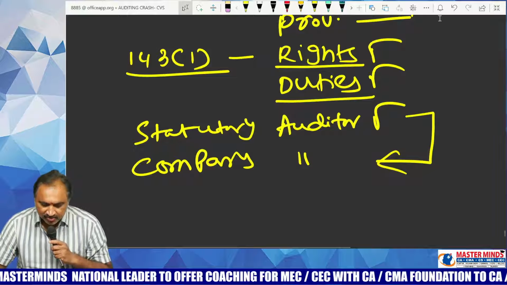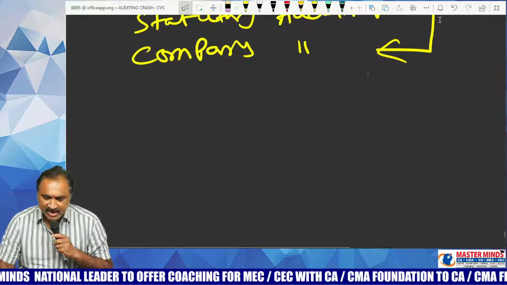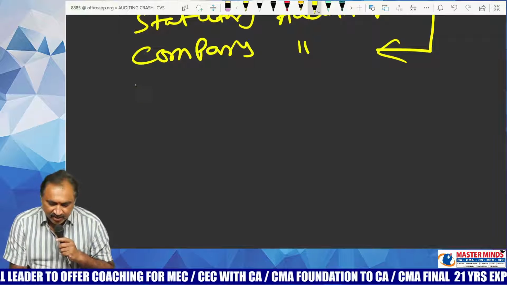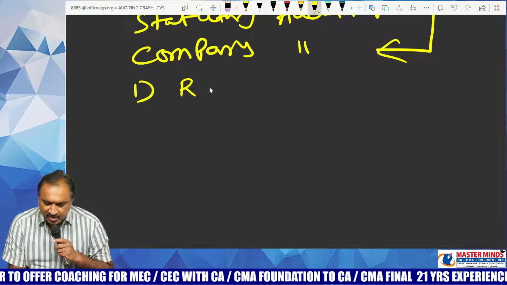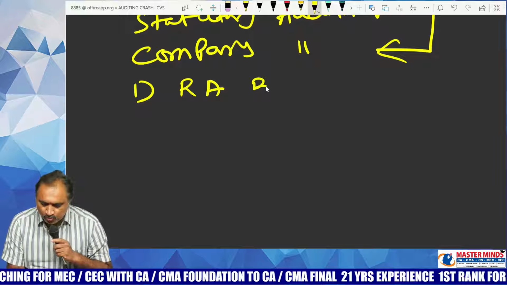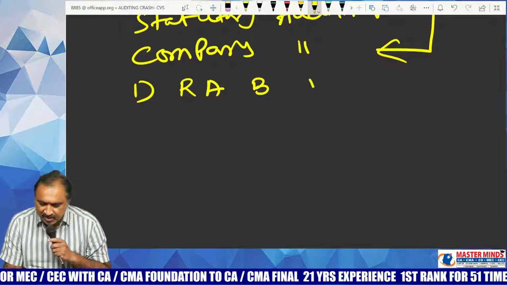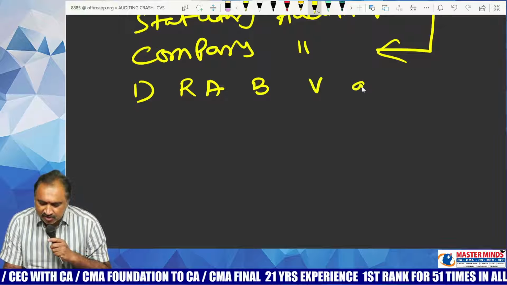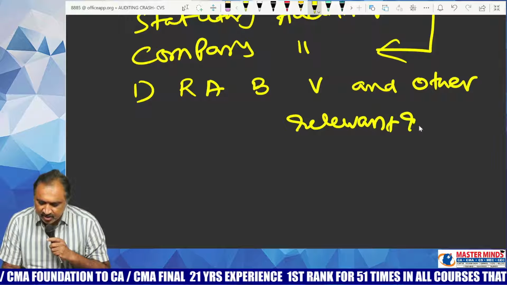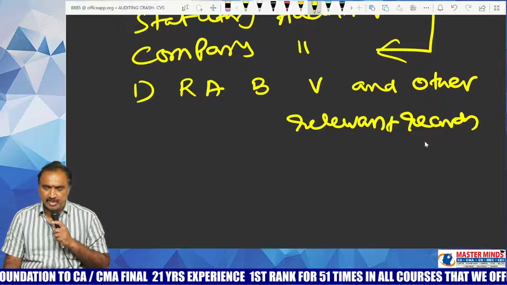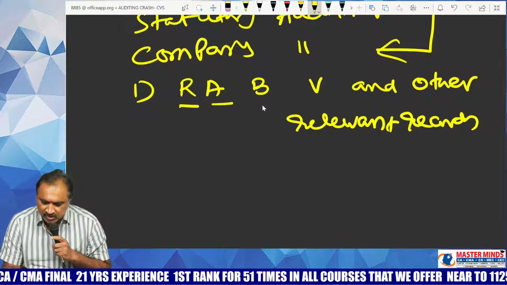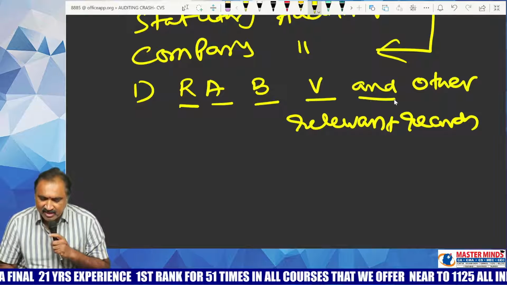So what are the rights given by the Companies Act under section 143 subsection 1? Right number 1 is right of access. Right of access to books, vouchers and other relevant records. This is right number 1 given to the company's auditor.